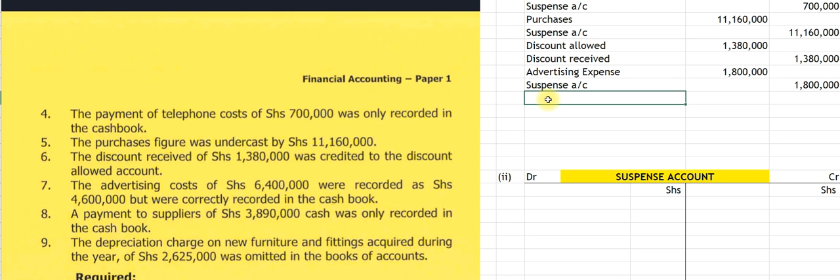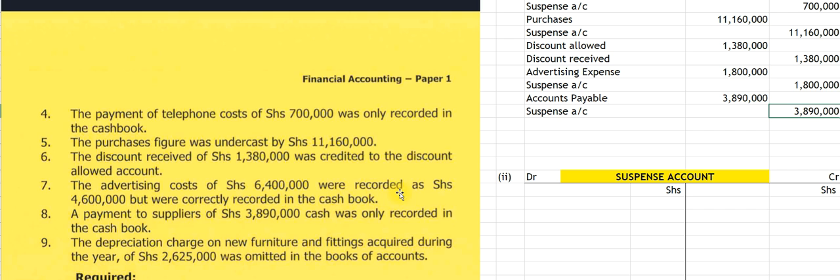Then a payment to suppliers of shillings 3,890,000 cash was only recorded in the cash book. Still, this error will affect the balancing of your trial balance. The cash payment, which is the credit in the cash book, was recorded, but the reduction in the accounts payable was not. When we are reducing the accounts payable account, we have to make a debit entry. So to correct the error, debit the accounts payable account by 3,890,000 and then credit suspense account because it's a one-sided error. So you have to use the suspense account to correct this. The corresponding credit entry was made. It's only the debit that was not made.